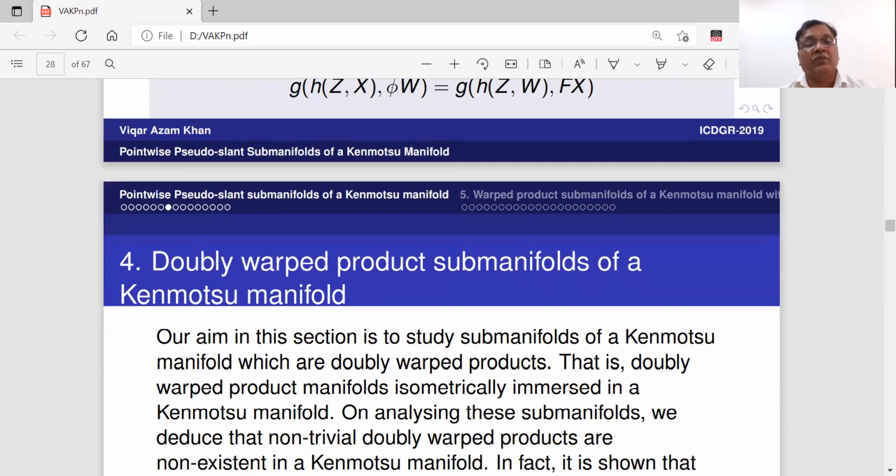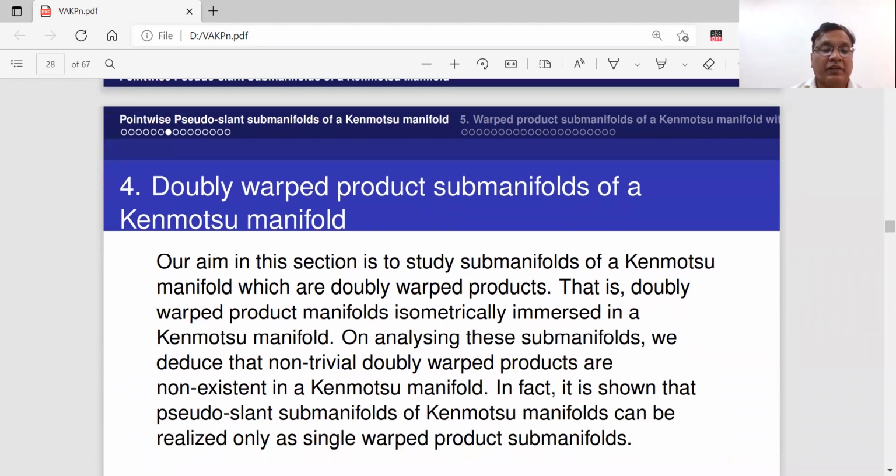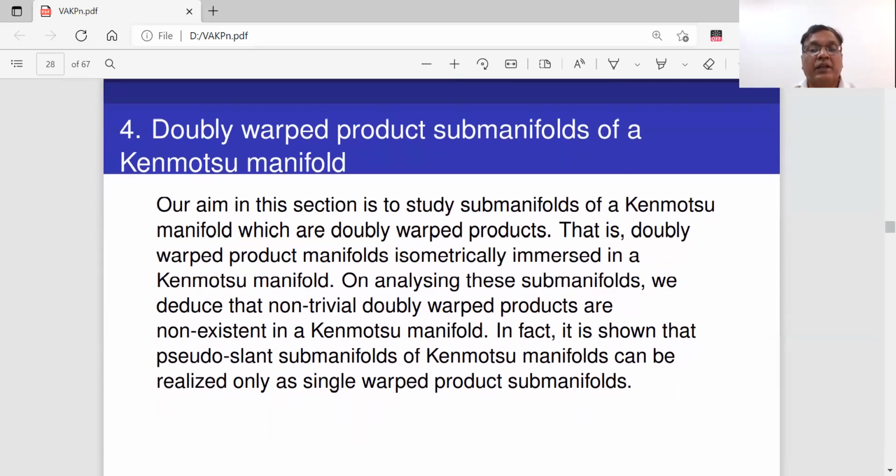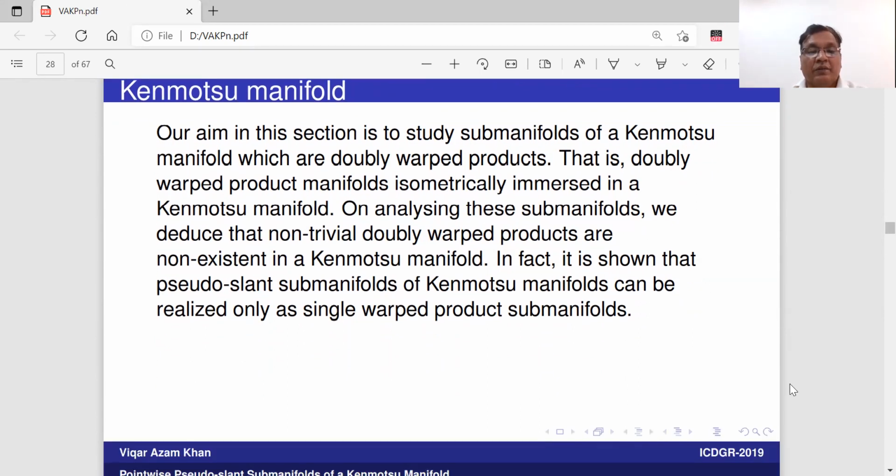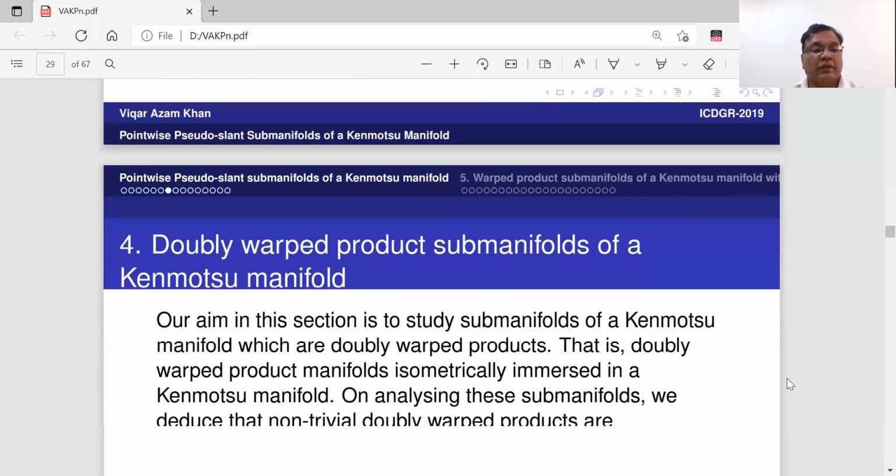Now I start with warp products. These are the most general submanifolds. So first of all, let us understand what warp product manifolds are. Our aim in this section is to study some submanifolds of Kenmotsu manifolds which are warp products. Throughout, we will be assuming that our submanifolds are isometrically immersed into a Kenmotsu manifold, and these submanifolds are warp products. Okay, all right.